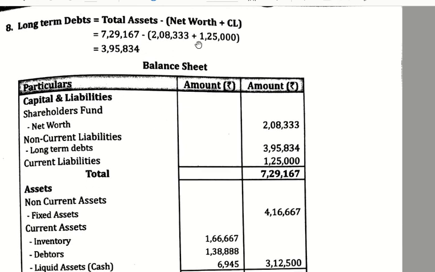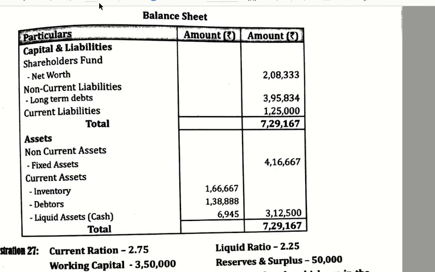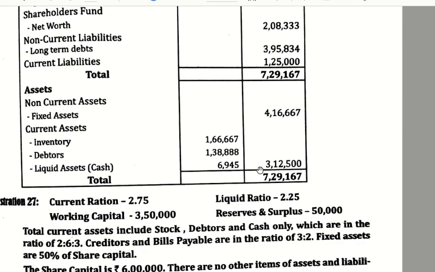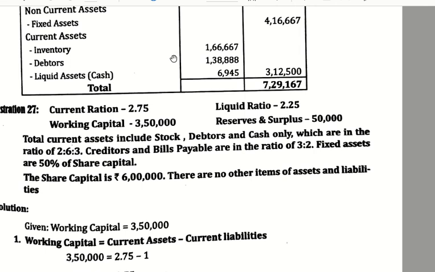So long-term debts is total assets minus net worth plus current liabilities. So total assets we have, net worth we have, current liability we have. So long-term debts is 3,95,834. So whatever they have given in the question, if you fill it up, you will get our share funds, which is net worth, is 2,08,333. Non-current liability or long-term debts is 3,95,834. Our current liability is 1,25,000. Under non-current asset, we have fixed assets to be 4,16,667. Under current assets, we have inventories 1,66,667.